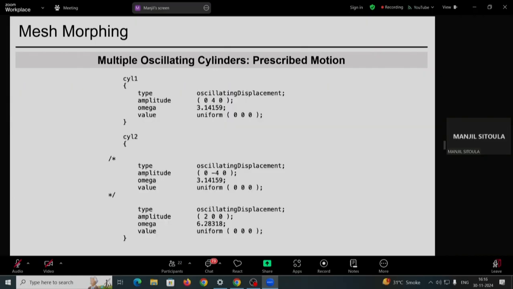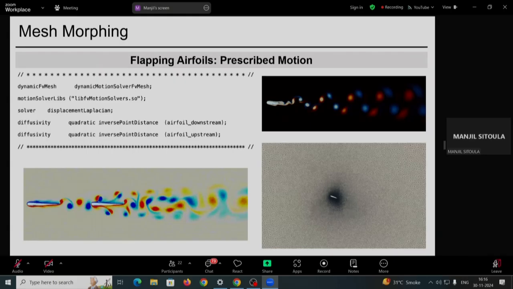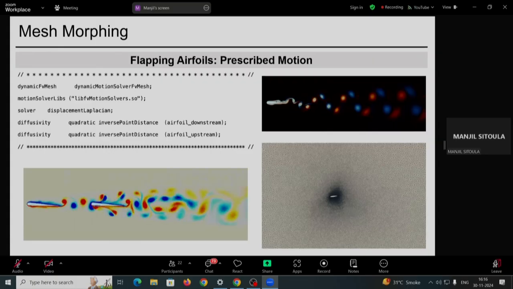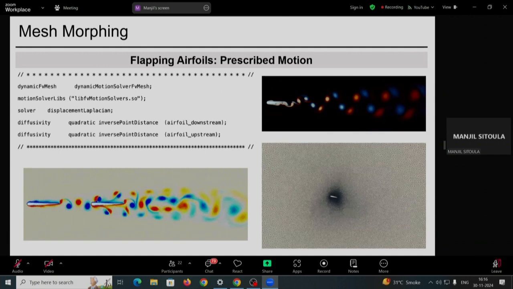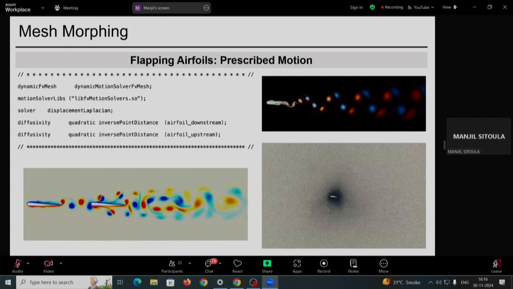So this is the simulation of a flapping airfoil, and we have assigned diffusivity as the quadratic inverse point distance. So you can also search which diffusivity method is best for your mesh, and according to your problem, you can change this diffusivity, and you can change the solver if you want to use velocity Laplacian or displacement Laplacian or displacement SBR stress solver. So according to your problem and your mesh, you can choose between these parameters.